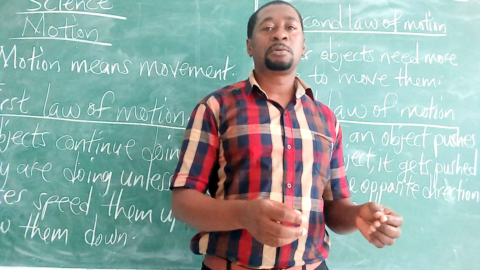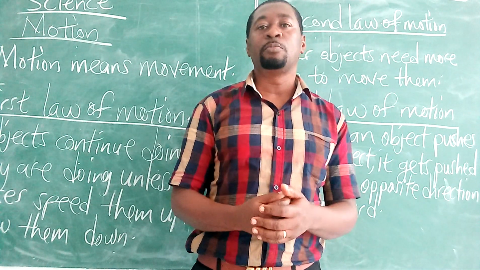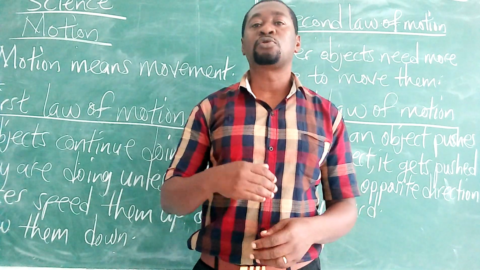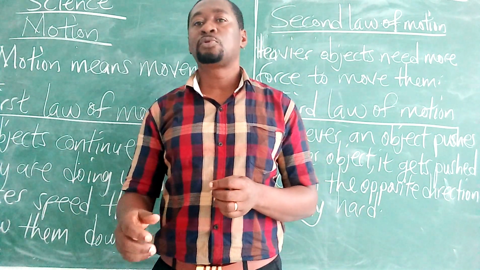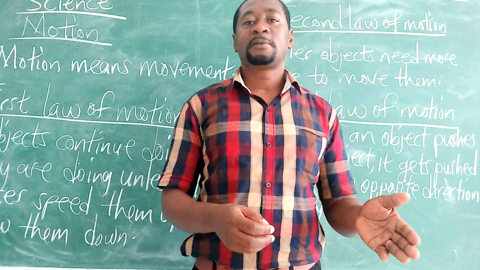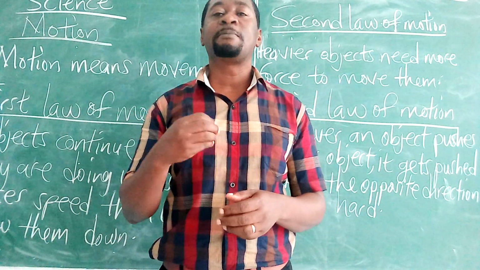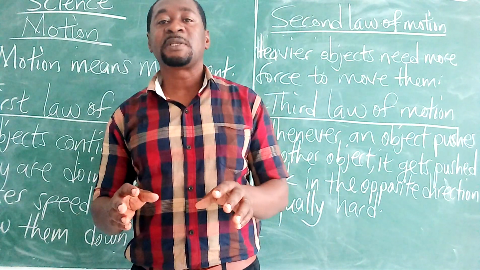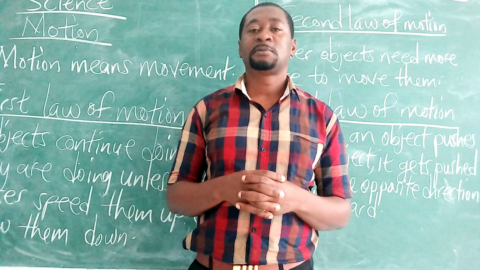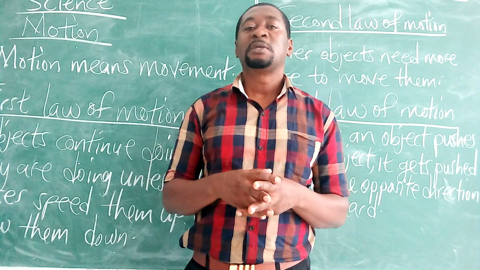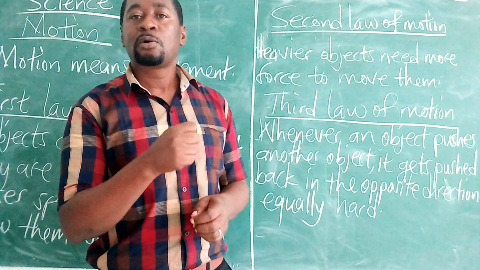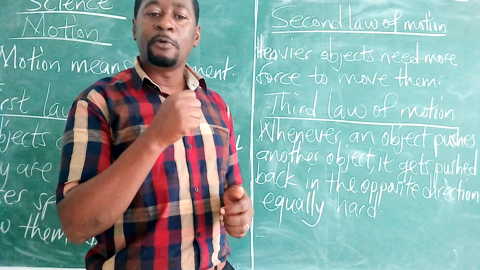Like if you have a smaller stone, you can use your hand to move it. But if you have a big stone, you need a caterpillar or bulldozer to move it. We can use our hand to carry buckets because they are not what? Heavy. But a car is difficult to move unless you use a machine or another car, or you need many people to push or pull that car. So this is the second law of motion. Heavier objects need more force to move them.